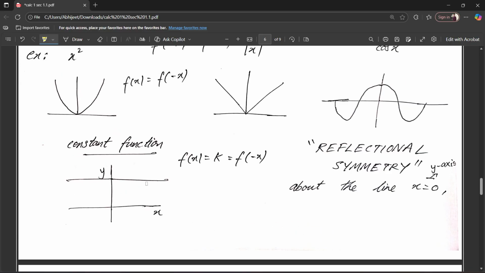A constant function is also an even function because if the value is the same for every single input, it will be the same for two inputs which are the same in magnitude but opposite in sign. In fact, every single input has the same output.